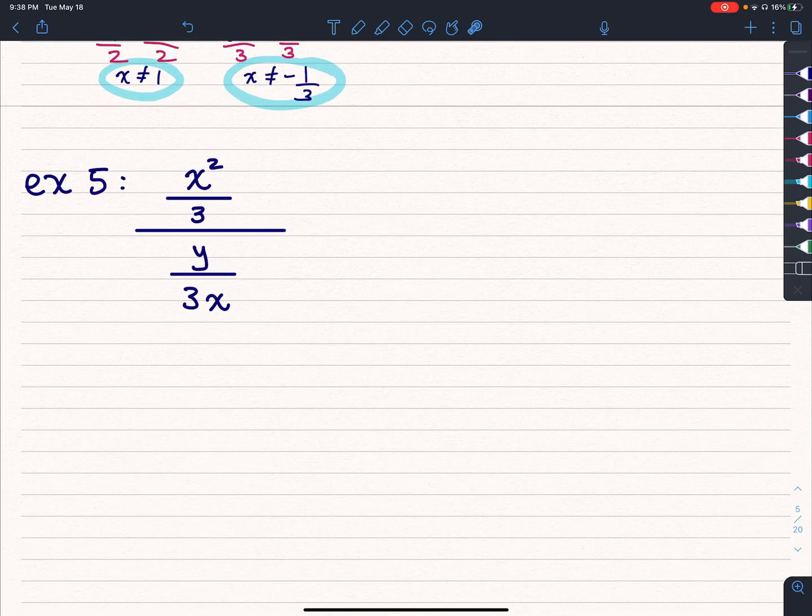Okay, so now we have this fifth example, and this is a complicated one.